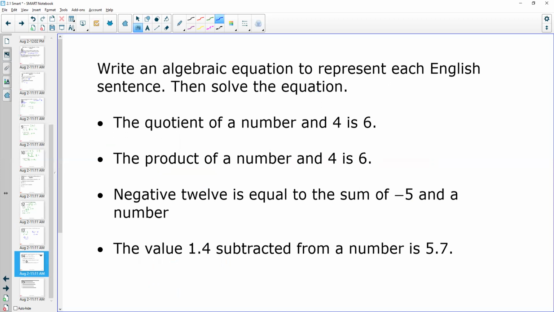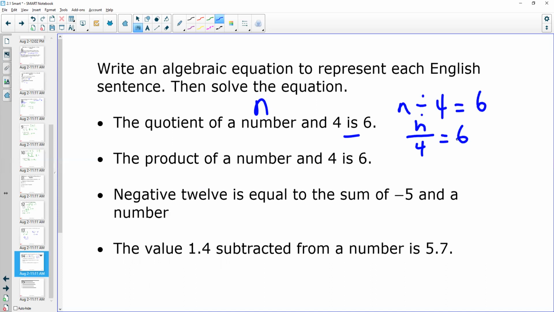These can be tricky because you need to just read carefully. So for the first one, it says the quotient of a number and 4 is 6. Quotient is just math for divide. So the division of a number and 4, whatever number they say first is the first number, is 6. Is is code for equals. So I have a number, I'm going to call it n, I don't know what it is. The quotient of a number and 4 is 6. I could also write it like this. Either of those would work.